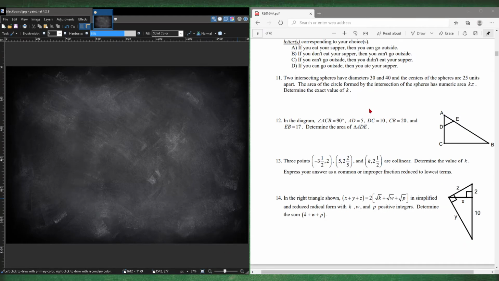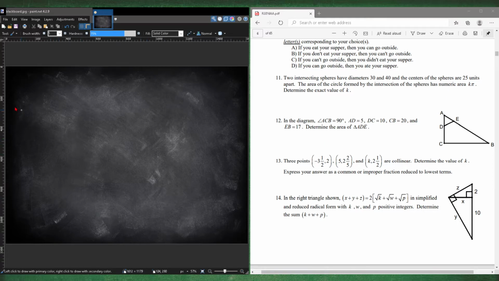Okay, now number 12. In the diagram, ACB is a right angle, which is 90 degrees. AD is 5 and DC is 10. CB is equal to 20 and EB is equal to 17. Determine the area of ADE.